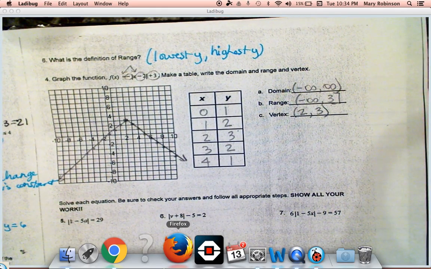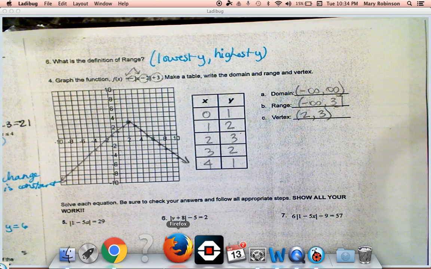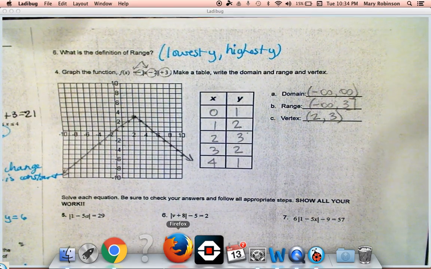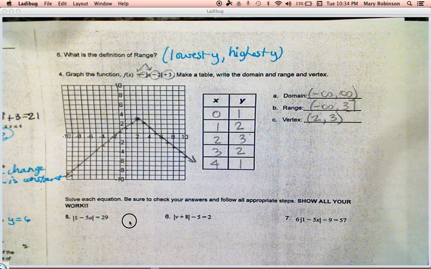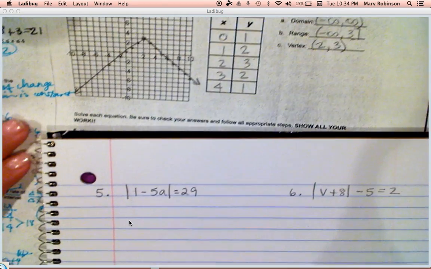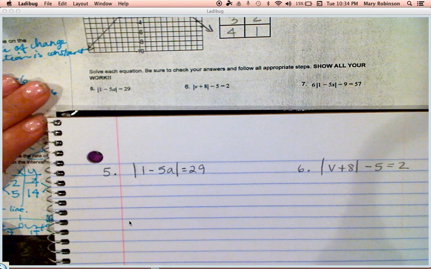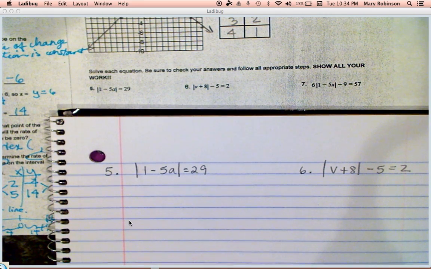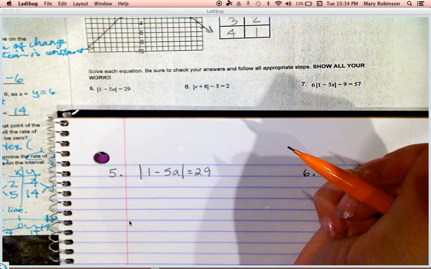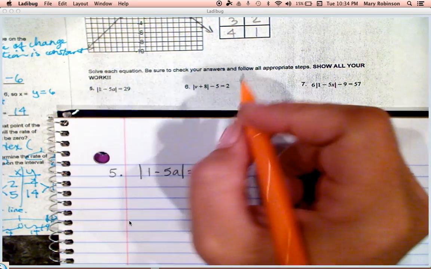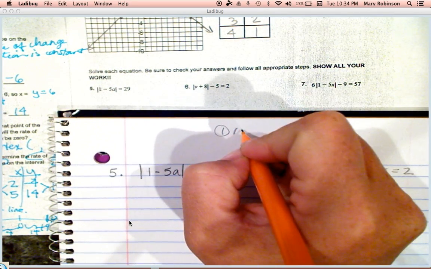For numbers 5 through 7, you are asked to solve each equation, check your work, follow the appropriate steps and show your work. So I am going to do this on a separate sheet of paper. I have the problems already written here. First I'm going to do problem 5. It's very important that we remember all of our steps for solving absolute value equations, the first of which is to isolate the absolute value.